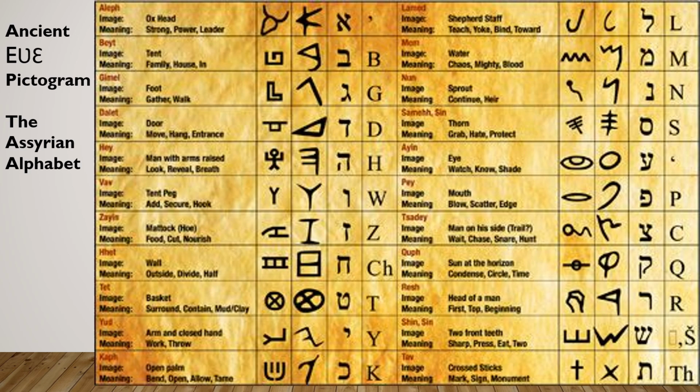Here we have a table of the ancient Ewe or Hebrew pictogram along with the Assyrian alphabet. We will focus on the first column on the left and the third column in the middle. The first column on the left shows you the ancient pictogram. That's where you have the sheep head, and you have the bet, which is the house, and so on and so forth. And in the third column, you have the Assyrian script, which has the Aleph, Bet, Gimel, and so on and so forth.